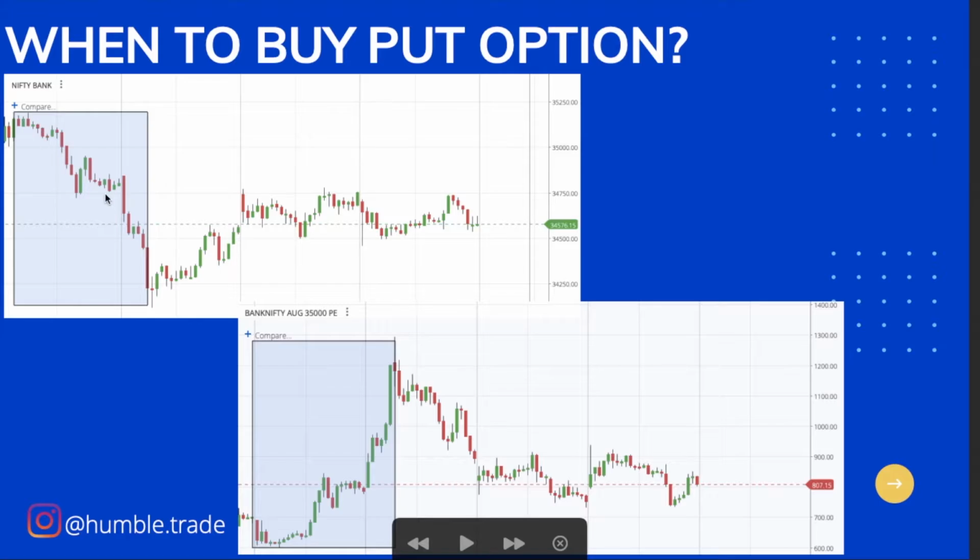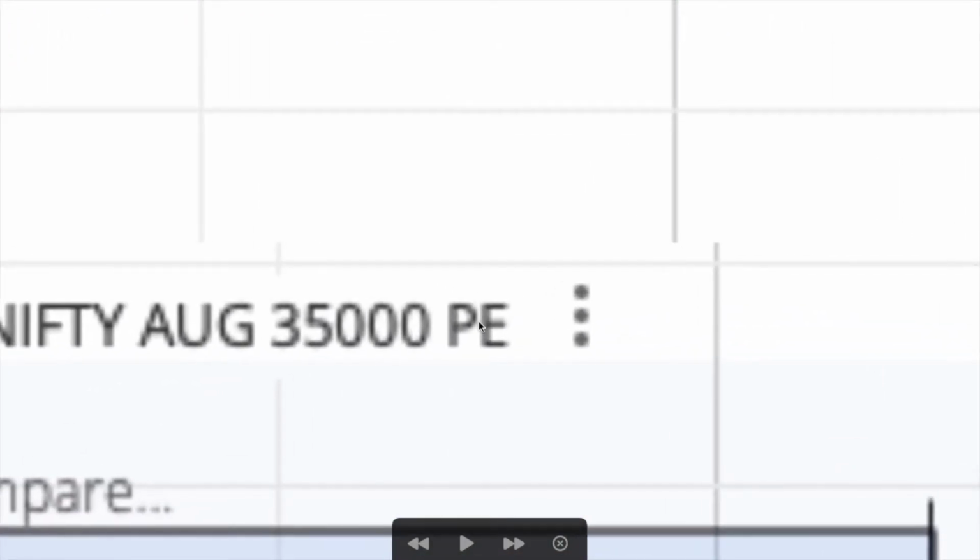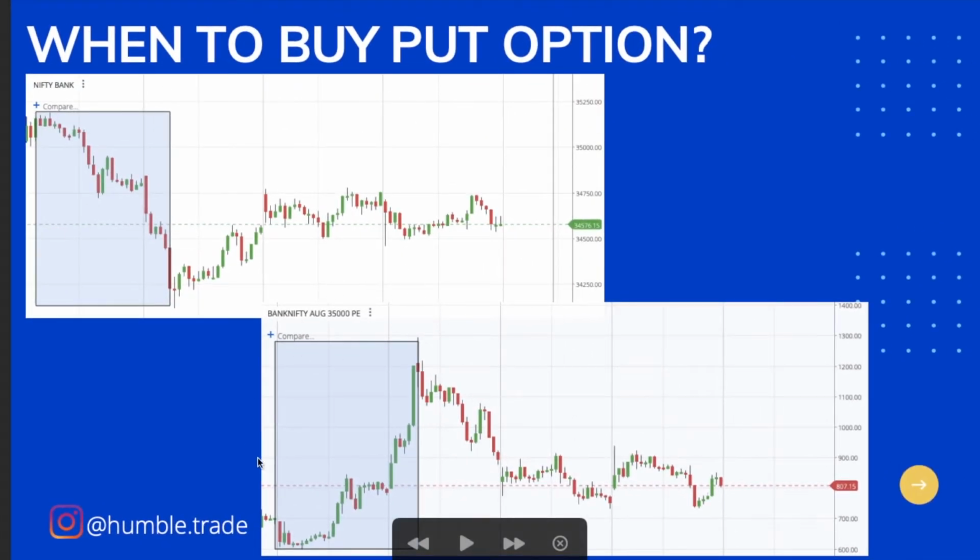So as this fall continues, the value of our put contract, 35,000 PE, rises. PE refers to put, CE refers to call option. The value of that put option rose from 600 to somewhere around 1200. So this is how option contracts work. You purchase a put option, the market turns negative, and your prediction was absolutely right. That's why the value of your contract starts rising, from 600 to 1200.